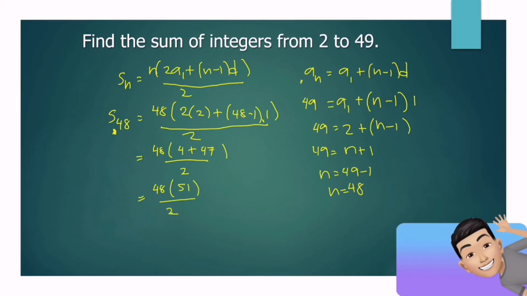divided by 2. So, para madali natin makuha yan, cancel na muna natin to. Kasi yung product ng divide natin sa 2 rin naman eh. So, it will become 24. So, magiging 24 times 51 na lang yan. And ang sagot ay 1,224. That is S sub 48. Okay, that's it. That is the sum of the integers from 2 to 49.